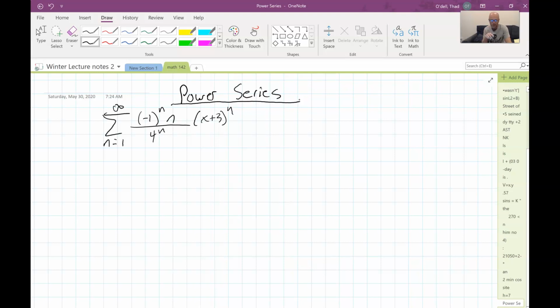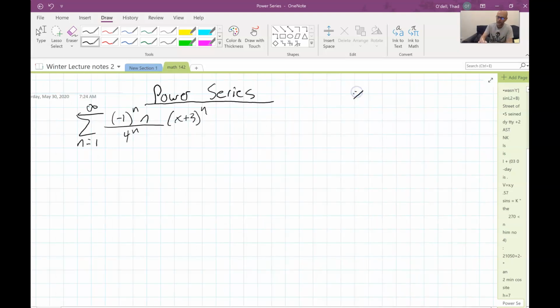So it's some variable that I can replace numbers with. So you can see that this really represents like a family of series. When I change x, it produces a different series. So for example, if x equals 1, then we have this series, n running from 1 to infinity of -1 to the n times n over 4 to the n times 4 to the n. And you can see the 4 to the n cancels out.